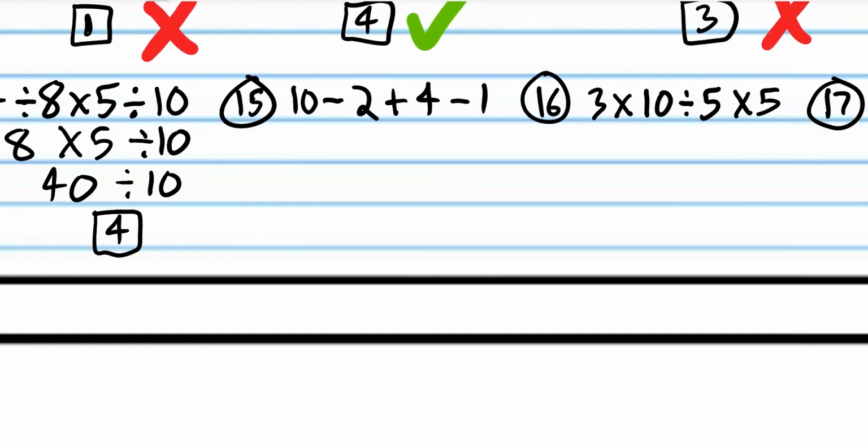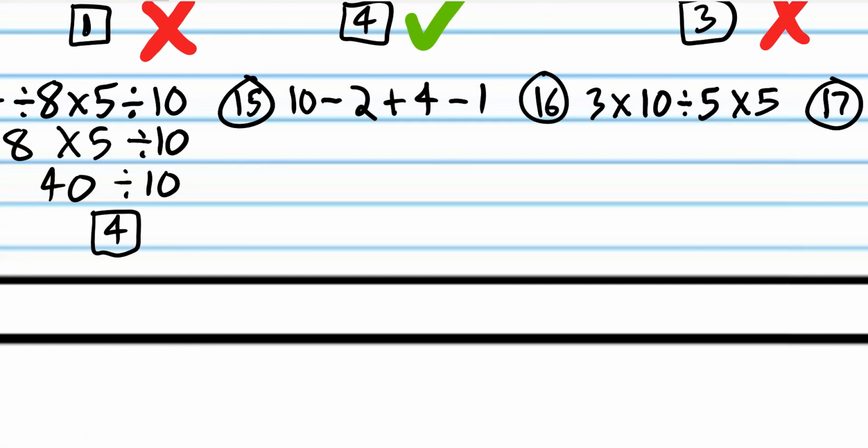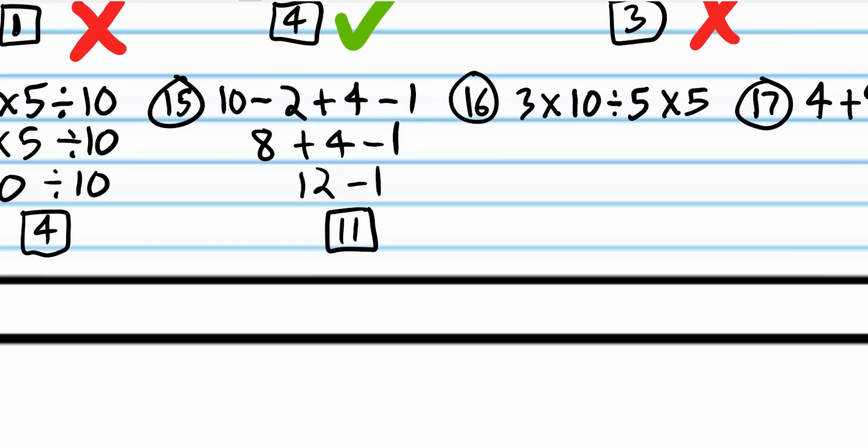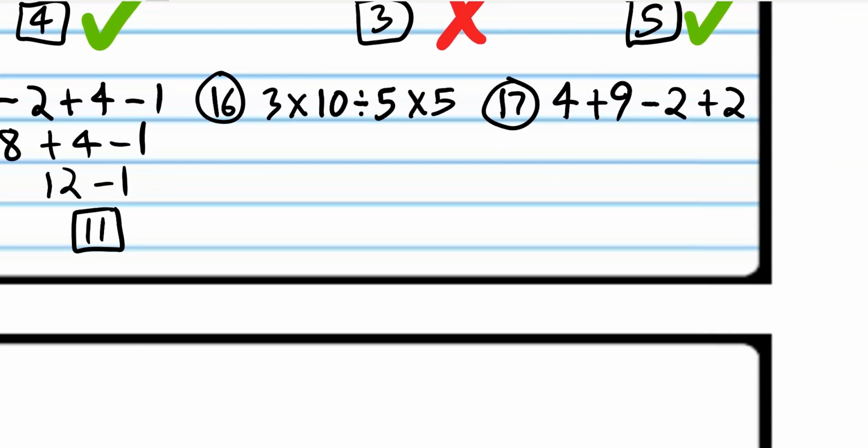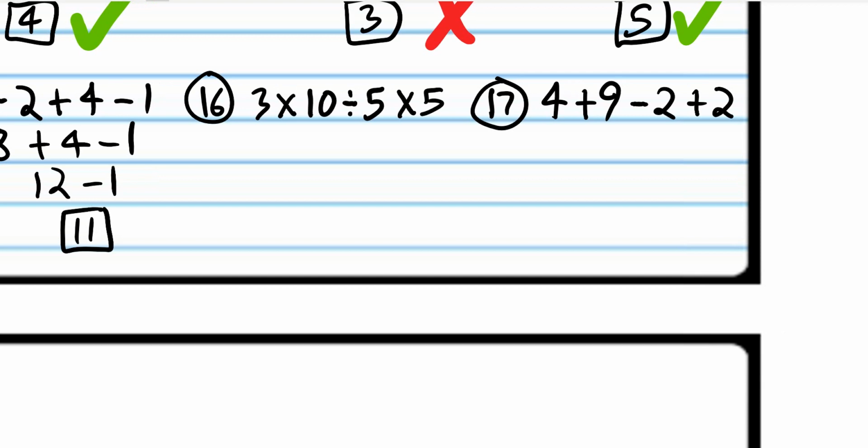Now we have subtraction and addition. Again, if we move right to left, we're going to get the wrong answer. Or if we do the middle operation first, then the side operations, we're going to get the wrong answer. You have to move left to right. So 10 minus 2 is 8. 8 plus 4 is 12. 12 minus 1 is 11. All right, so why don't you try numbers 16 and 17, and when you come back, we'll do those together.